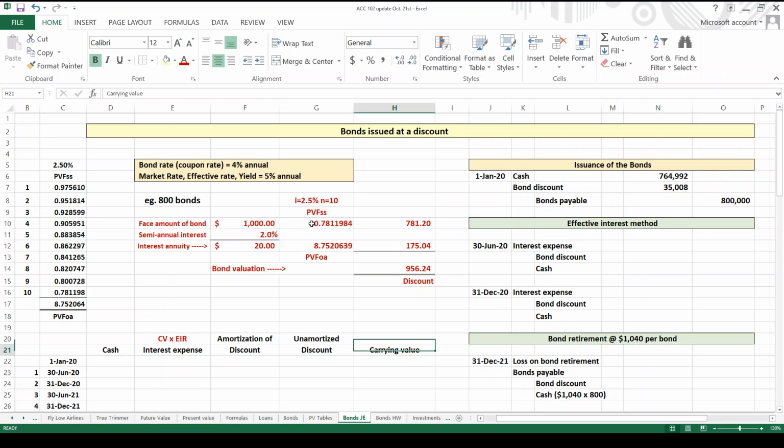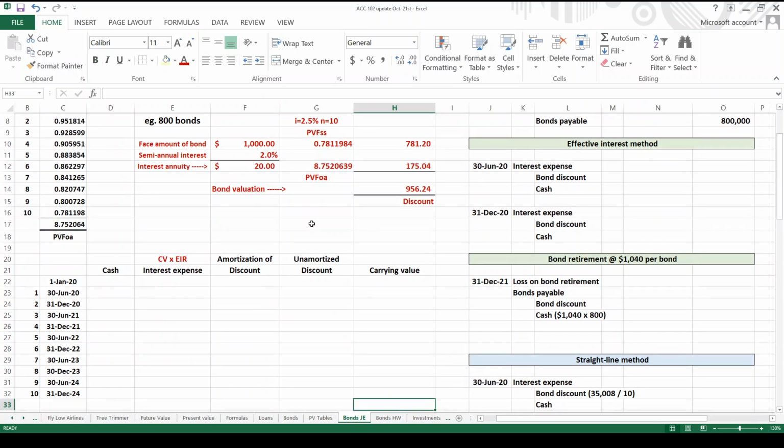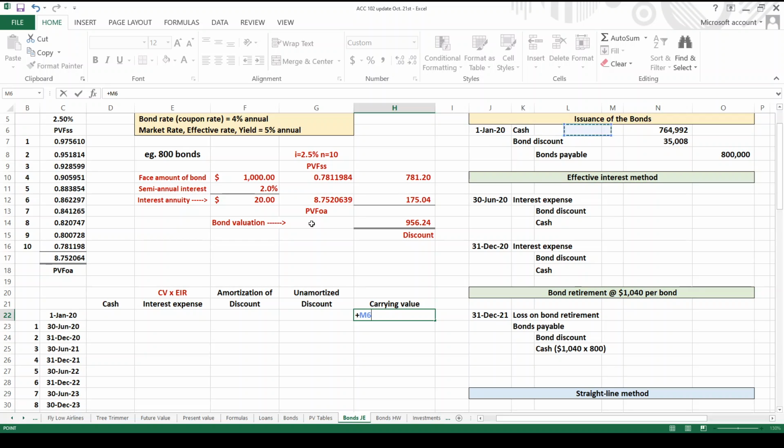All right, so in order to do this, I recommend we prepare a little chart. Here's my little chart. We can also make sure our numbers are good. Okay, now what is the carrying value? The carrying value for a bond issued at a discount is the face amount minus the unamortized discount. So at the get-go, the carrying value, regardless of whether you've issued a bond at a premium or a discount, is going to be what you sold the bonds for. So I'm going to take that number from over here, $764,992.